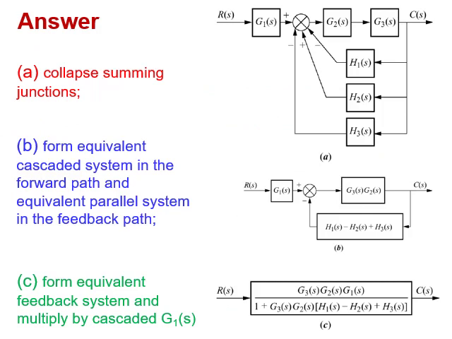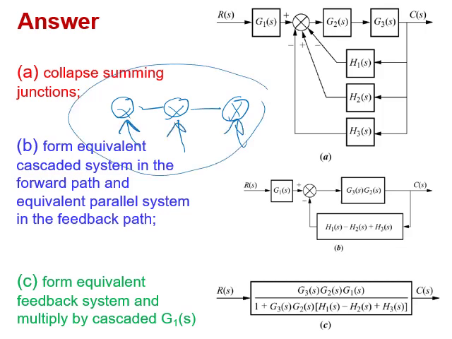So the first thing I will do is remove the 3 summing junctions, because there is no point in keeping them as 3 summing junctions, one after the other. If one is feeding the other, and here a signal is coming, here a signal is coming, here a signal is coming, there is actually no point in keeping them as 3. So we will join all the summing junctions into only one summing junction. That's the first thing I will do.